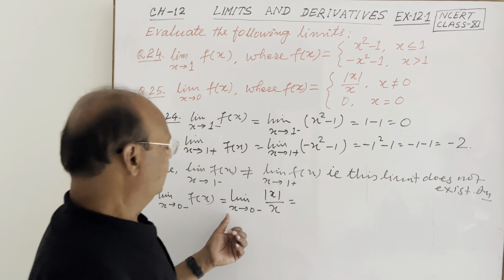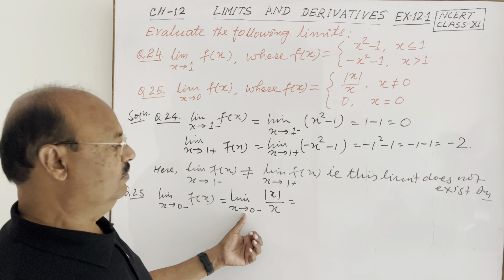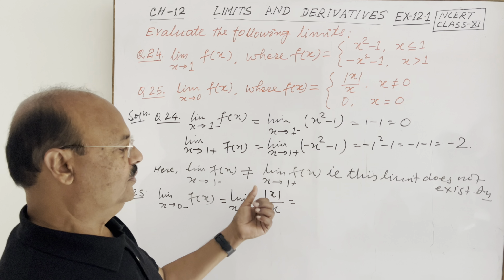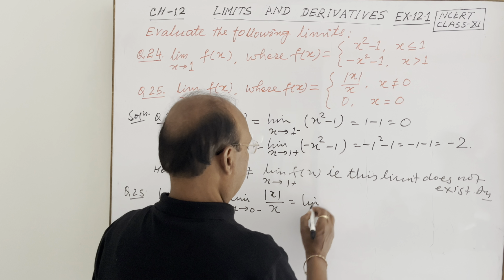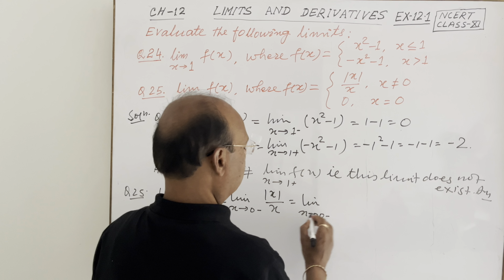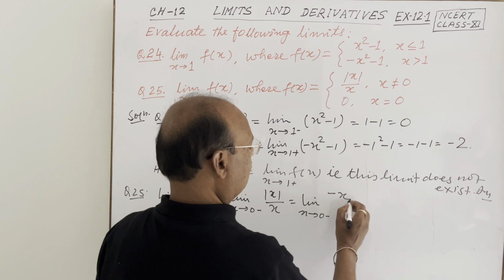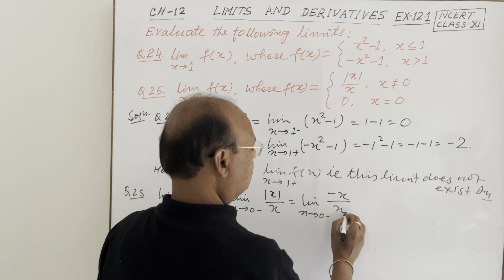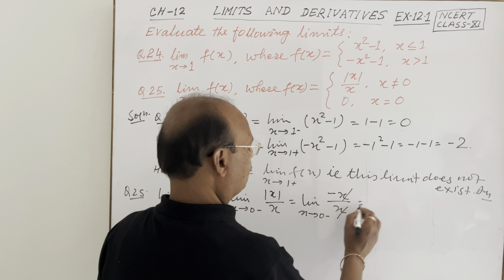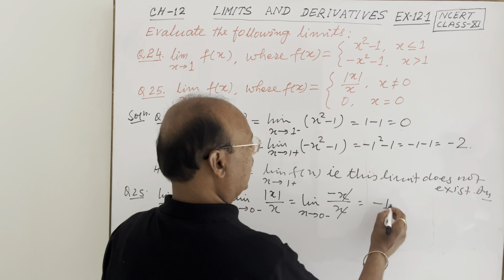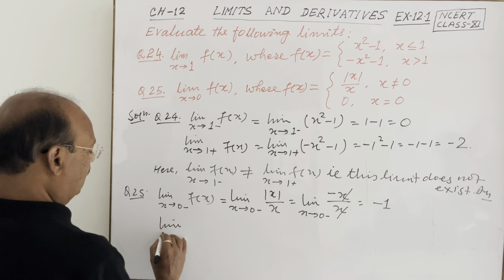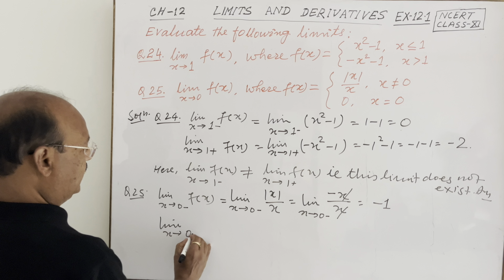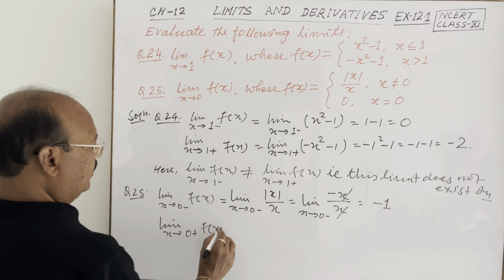And when x is less than 0, when x is negative, then mod of x is equal to minus of x. So this is equal to limit x tends to 0 minus, numerator will be minus of x, denominator is x, this cancels out. So finally we are getting minus 1. Now let us take right hand limit. Limit x tends to, write 0 plus here of f(x).